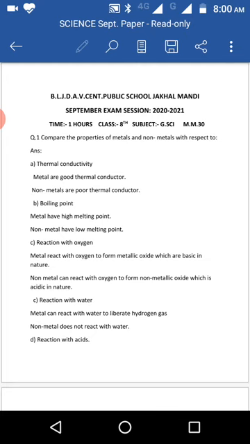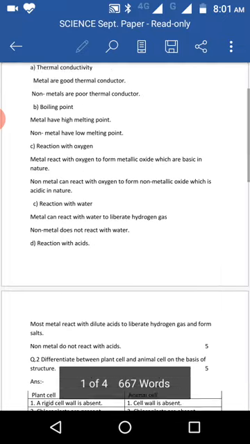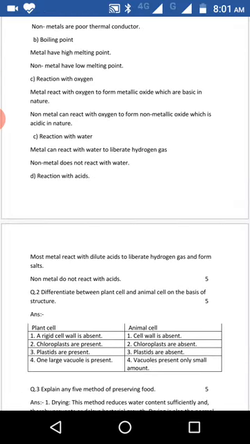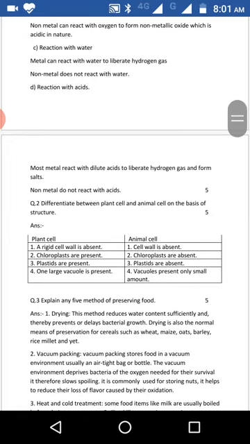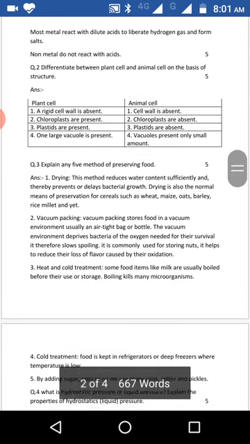Third, reaction with oxygen. So metals react with oxygen to form metallic oxides, which are basic in nature, and non-metals react with oxygen to form non-metallic oxides, which are acidic in nature. Reaction with water. Metals can react with water to liberate hydrogen gas, but non-metals do not react with water. Next property is reaction with acids. Most metals react with dilute acid to liberate hydrogen gas and form salts, and non-metals do not react with acids.